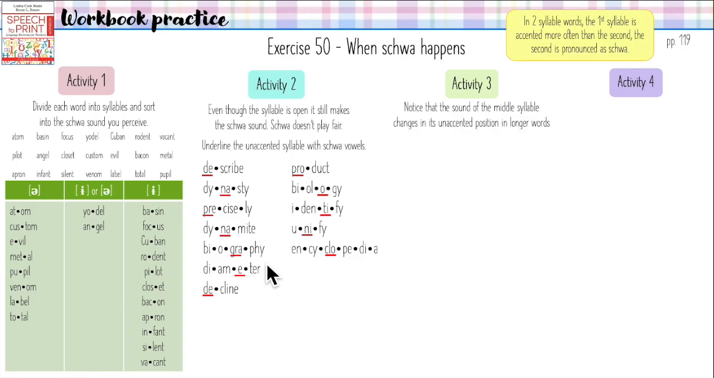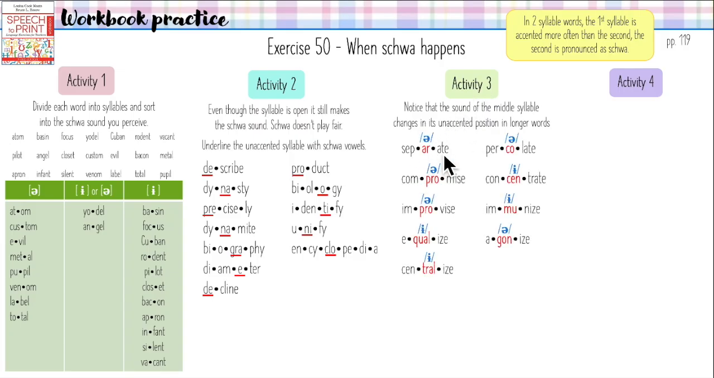Now, in activity 3, we're going to notice that the sound of the middle syllable changes in its unaccented position in longer words. This is where it gets harder in 3rd and 4th grade, is because you're actually going to have some schwas show up because we added suffixes to it, right? So here I have separate, compromise. If you took this smaller version, then the sound would change, right? Equalize, central, centralize. You can hear the ul and the kind of changed a little bit in that one.